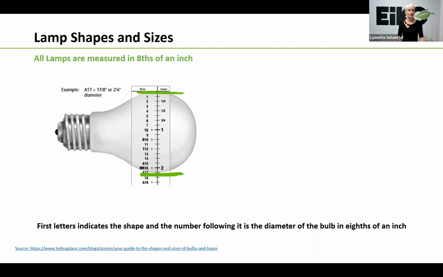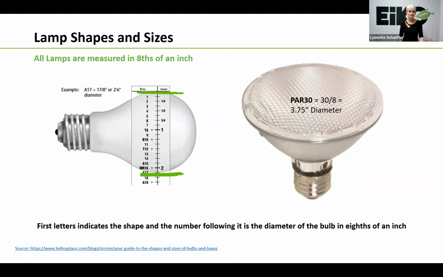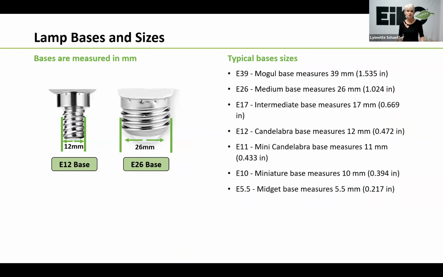And again, this works on any lamp. So take a PAR30, for instance. 30 divided by 8 equals 3.75 inches in diameter. Again, not circumference, but diameter. As we look at bases, all bases are measured in millimeters. So for instance, this little E12 base is just 12 millimeters. And E26 is 26 millimeters. Again, that's diameter, not circumference.